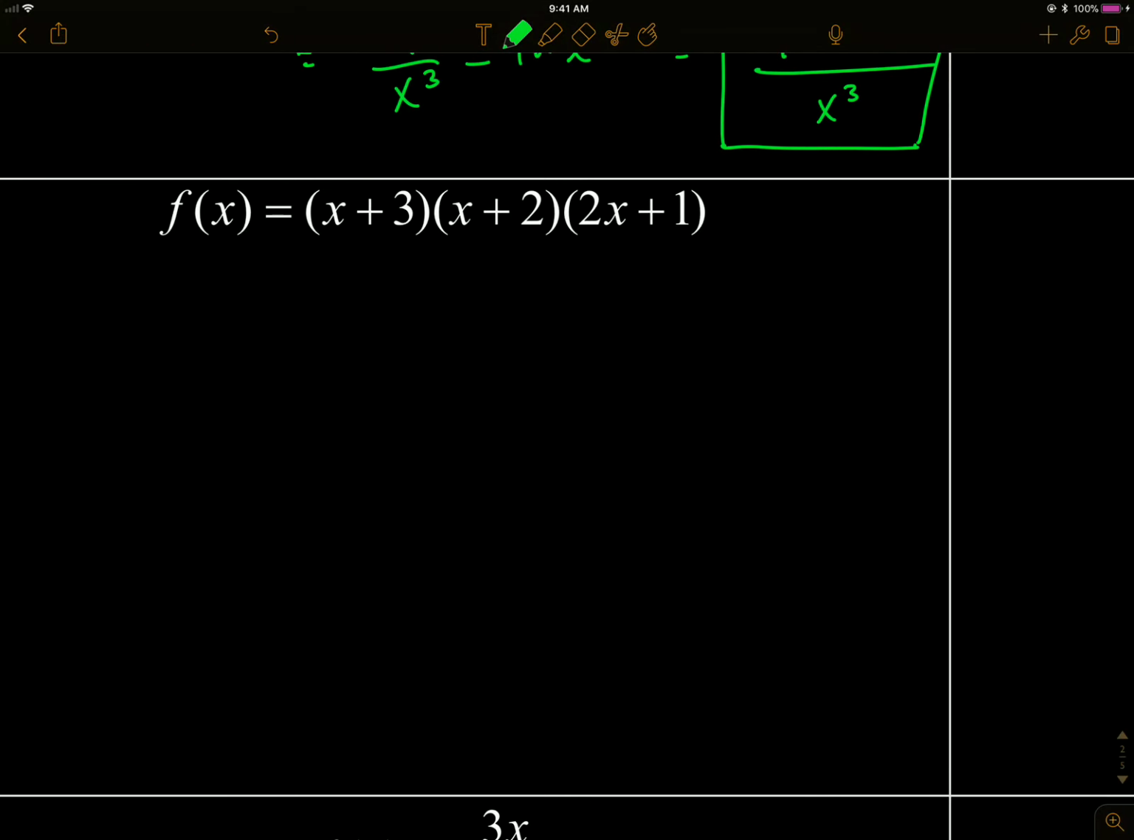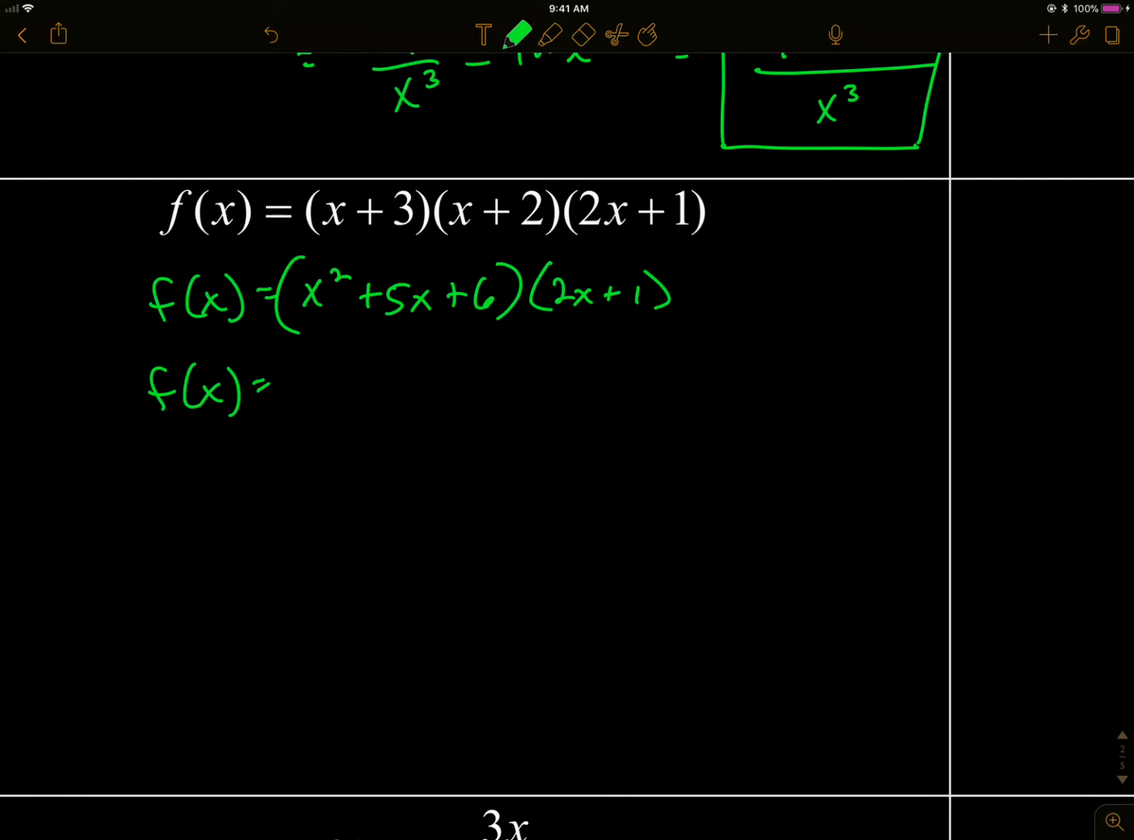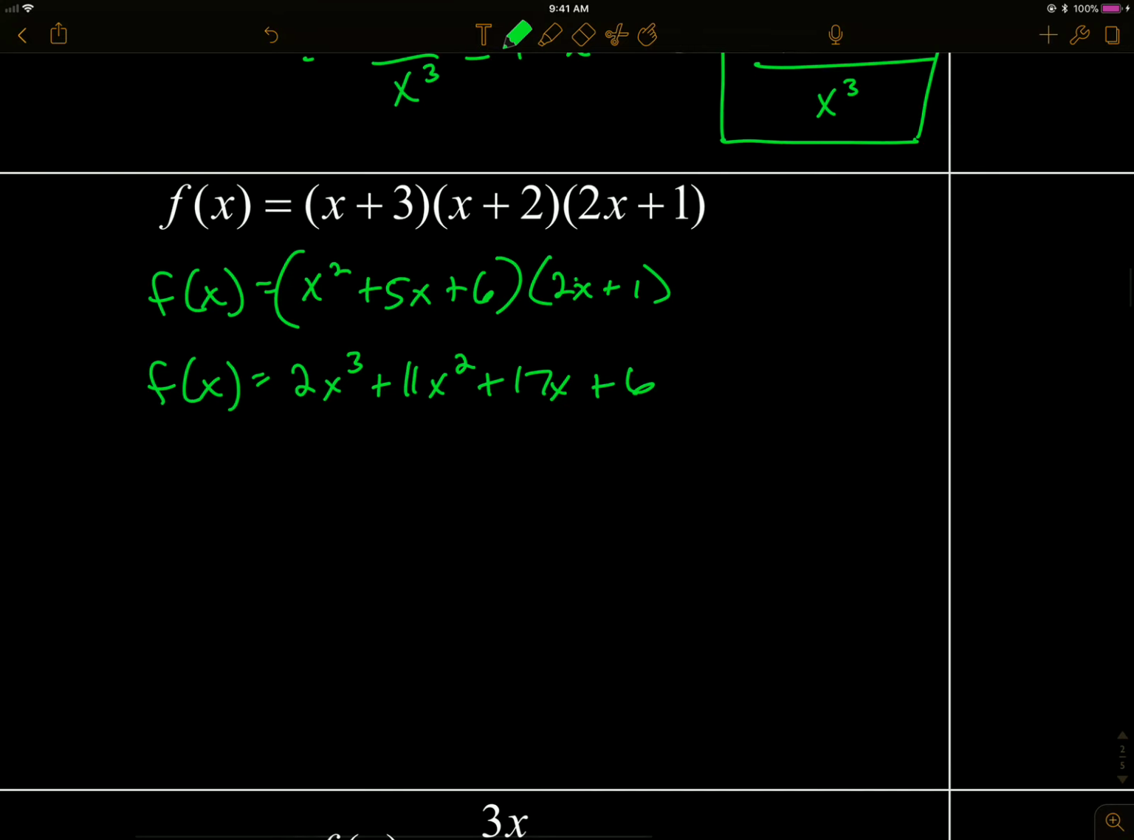Okay? Sometimes this is not polynomial form, it's factored form. Sometimes I have to multiply it out. So I get x squared plus 2x plus 3x is 5x plus 6 times 2x plus 1. So then I have to multiply again, and I'll get 2x cubed plus 11x squared plus 17x plus 6. If you distribute the 2x and combine like terms, distribute the 1 to everything, combine like terms, you're going to get this polynomial. You can pause it and do that on your own if you like.